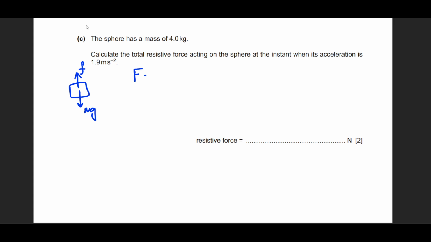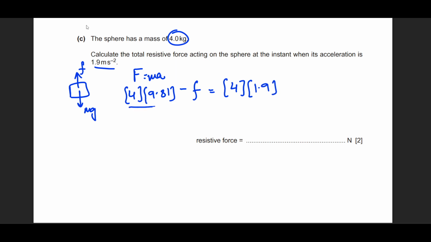So using F equals ma, we can calculate that this is the weight, which will be mg, 4 into 9.81 as given in the question, minus the drag forces, the friction forces, equals ma, which is mass into acceleration of the system, which is 1.9. So because of the weight minus the drag forces, whatever we are left with is producing an acceleration. So this is the thought behind it, right?